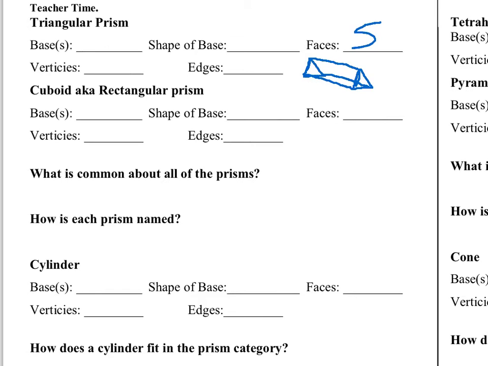So all the shapes we're going to talk about today either have 2 bases or 1. So how many bases does a triangular prism have? 2. And what is the shape of those 2 bases? Triangles.